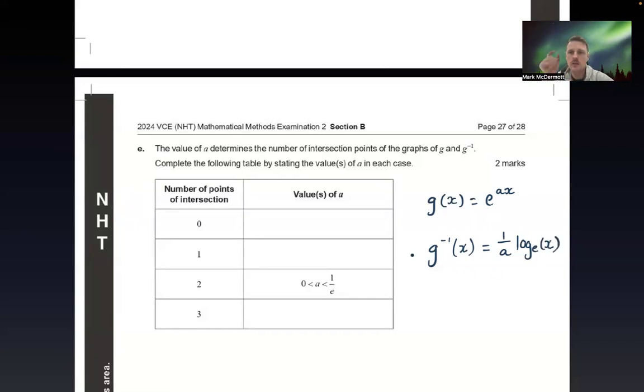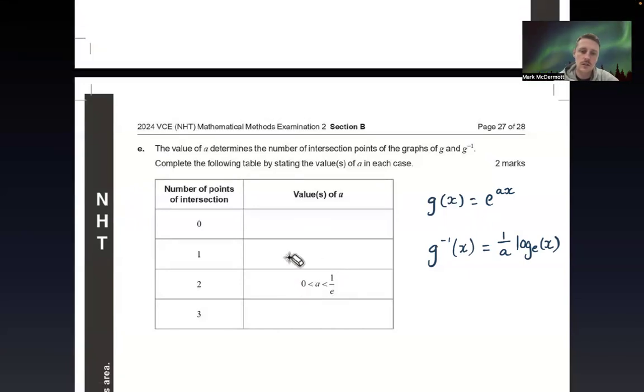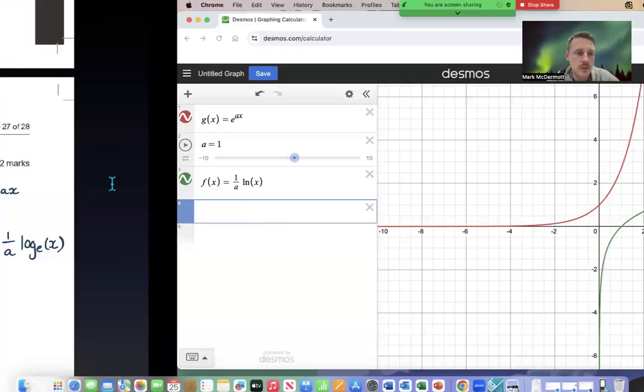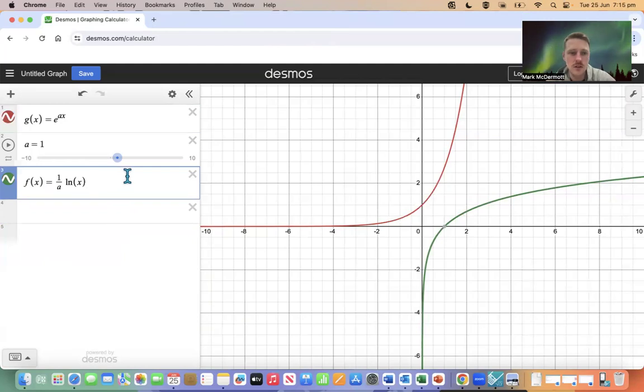So basically, changing the value of A is going to determine how many points of intersection you get. It says when A is between 0 and 1 on E, you get 2 points of intersection. So let's go over to Desmos and explain. On the top here, we've got G of X. On the bottom, we've got F of X, which is the inverse of G of X, okay?